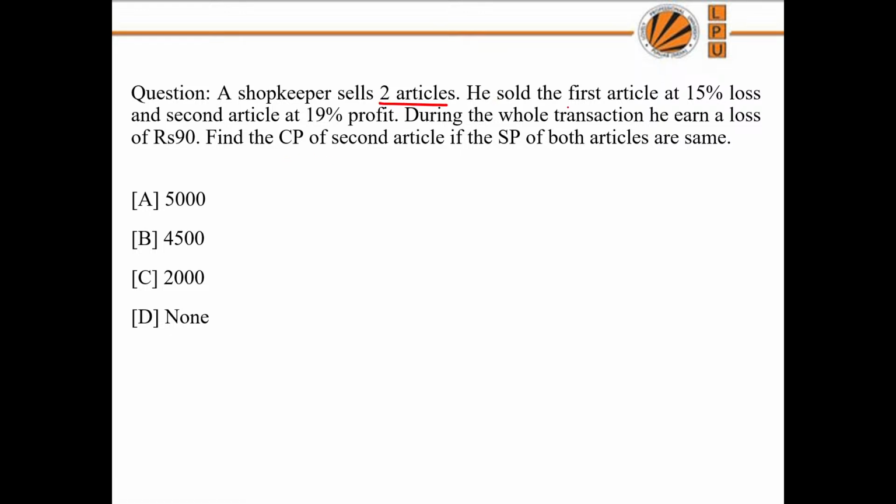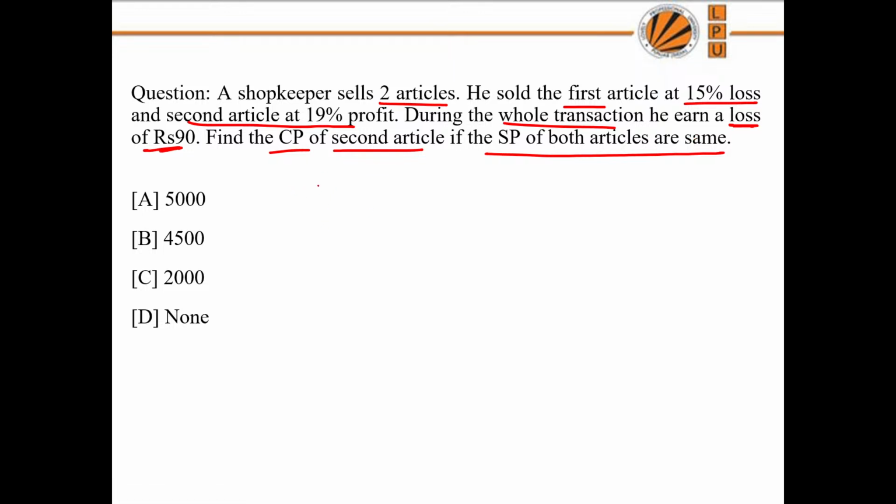Shopkeeper sells two articles, sold first at 15% loss, second at 19% profit. During whole transaction, he is getting loss of 90. They are asking for CP. Question is find the CP of second article if SP of both are same. You can do it with single variable also, but linear equation makes it much easier.